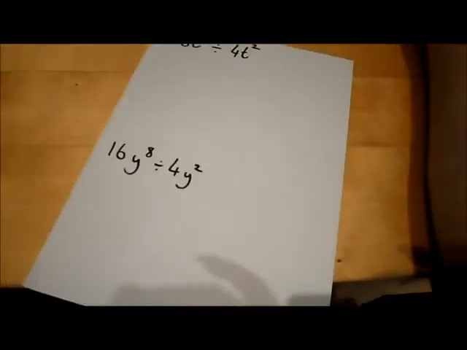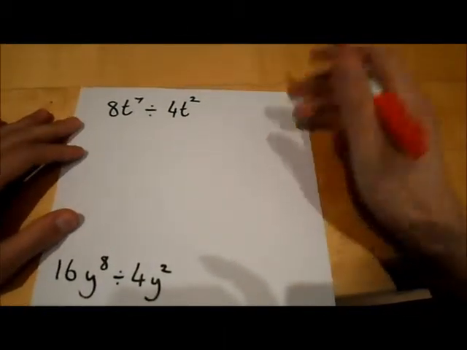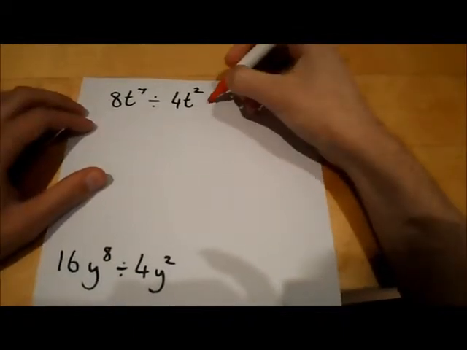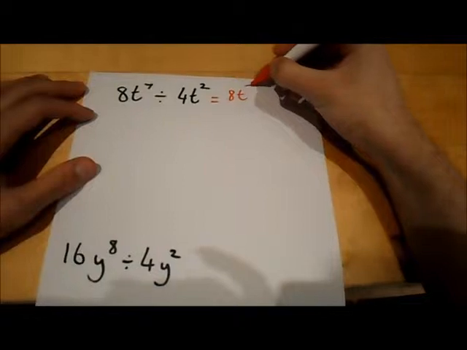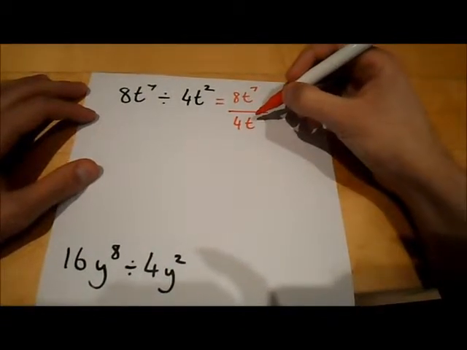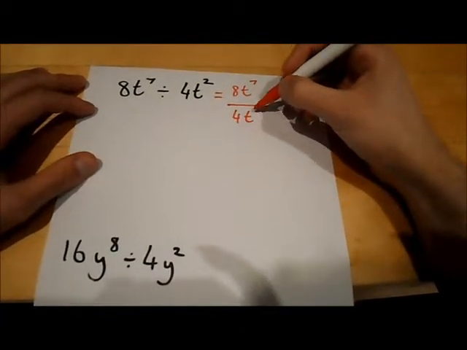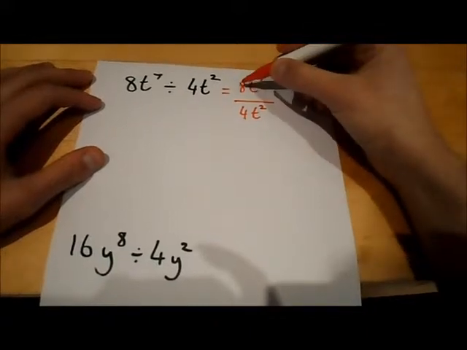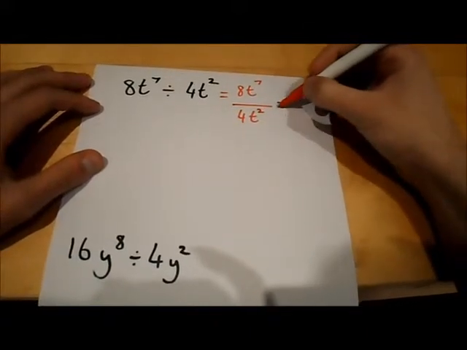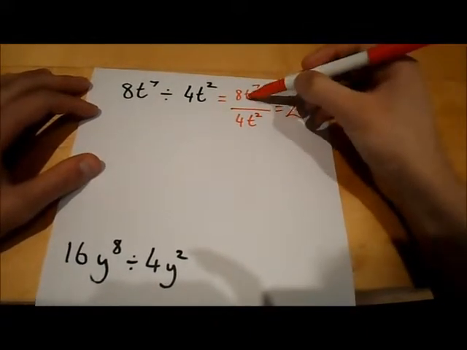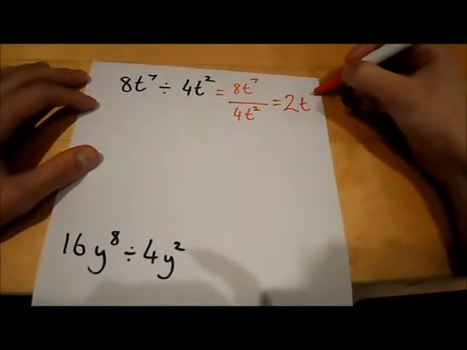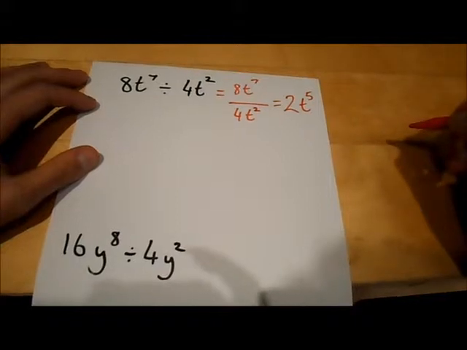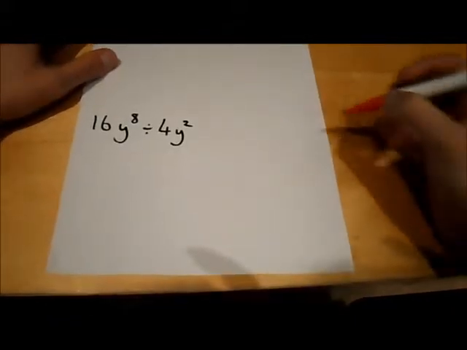Now let's get a little bit more complicated. So here, we have some numbers as well. Now what do we do with this? Divided by 4t to the power of 2. 8 divided by 4 is 2, and t to the power of 7 divided by t squared is t to the power of 5.